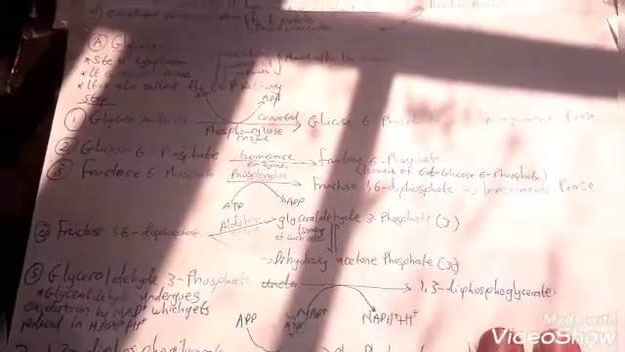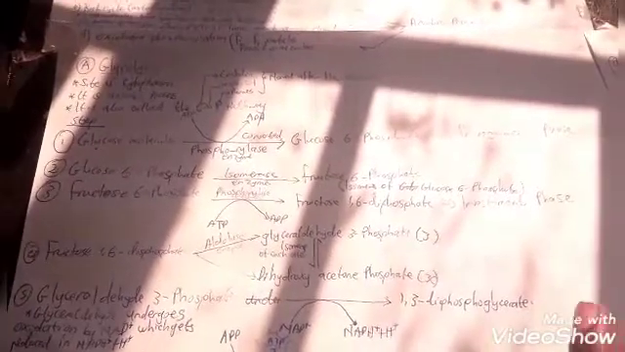Now this glyceraldehyde 3-phosphate will be converted into 1,3-diphosphoglycerate. In this conversion, the glyceraldehyde 3-phosphate undergoes an oxidation reaction by NAD+. You can see it from the equation here. So it undergoes oxidation to form 1,3-diphosphoglycerate.